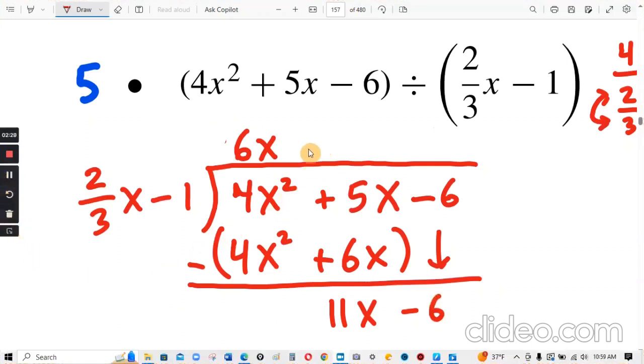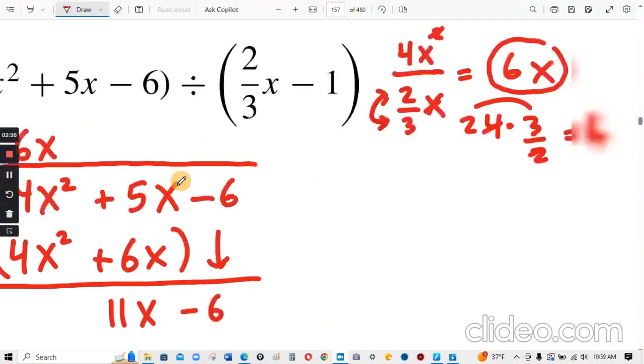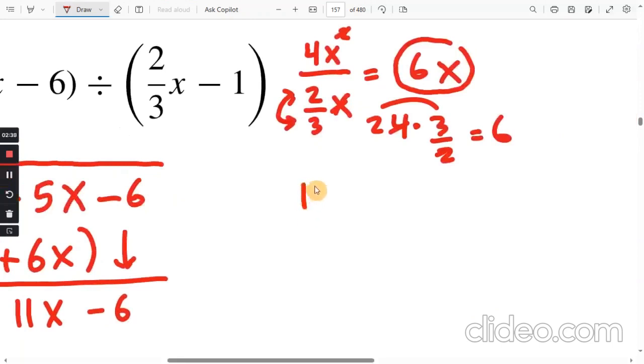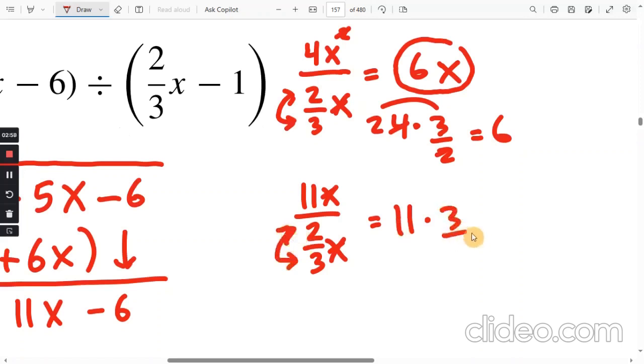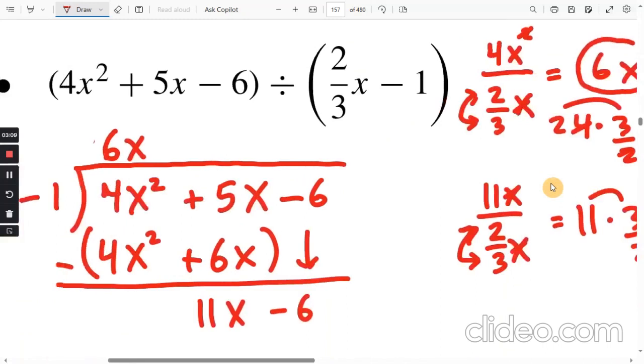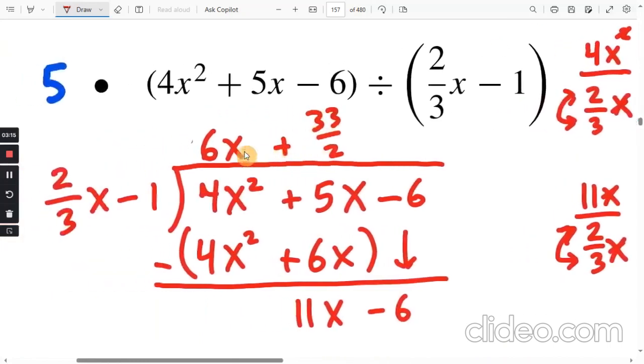And repeat the process. What times 2/3 x is 11x? Or you could say 11x divided by 2/3 x. x over x cancels. Keep 11. Change division to multiplication and flip the 2/3. So it's 11 times 3/2. That's going to be 33 over 2. All right, so we're going to use that right here. Plus 33 over 2. All right, distributing.